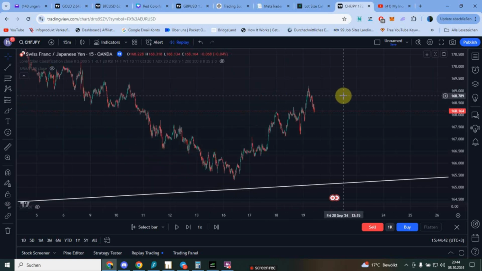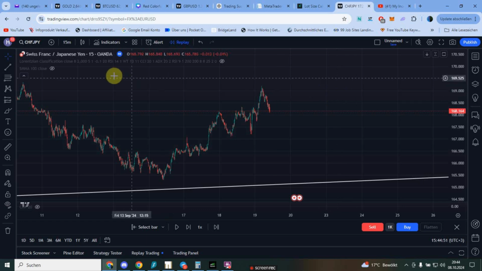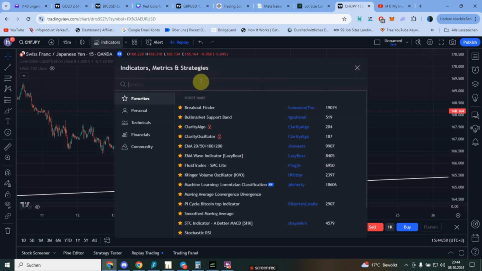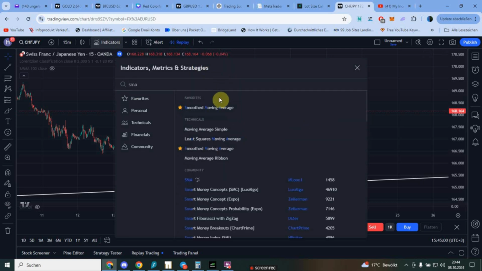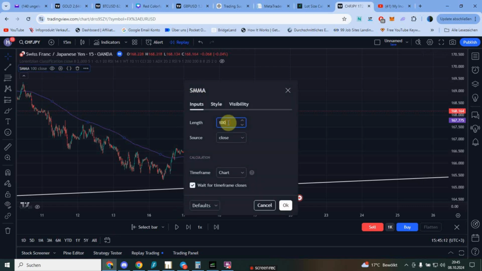For the strategy, we need two indicators to trade properly and find good setups to enter our buy trade. The first indicator is called Simple Moving Average, SMA. You just type in here SMA, click on it, and then put it on your chart. Then you make it visible, go to settings and type in here 100, and then OK.